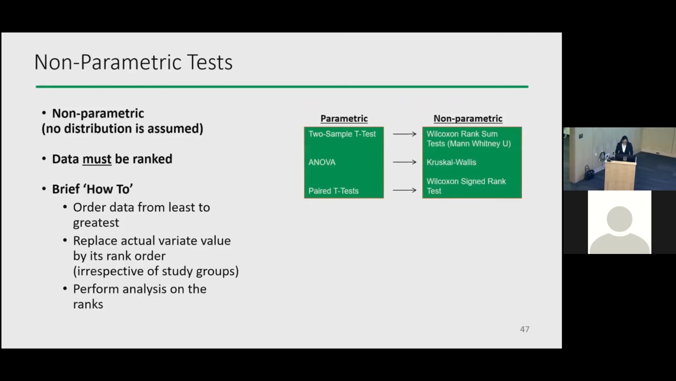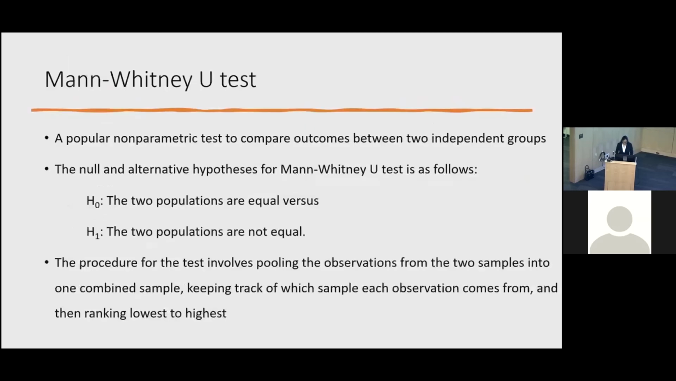So let's look at some of the non-parametric tests. The Mann-Whitney U test is the most popular non-parametric test to compare outcomes between 2 independent groups. The null hypothesis for the Mann-Whitney U test is that the 2 populations are equal versus the 2 populations are not equal. The procedure involves pooling the observations from the 2 samples into one combined sample, keeping track of which sample each observation comes from, and then ranking the observations from lowest to highest.